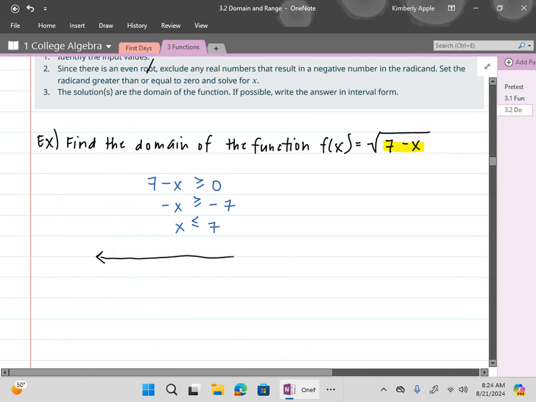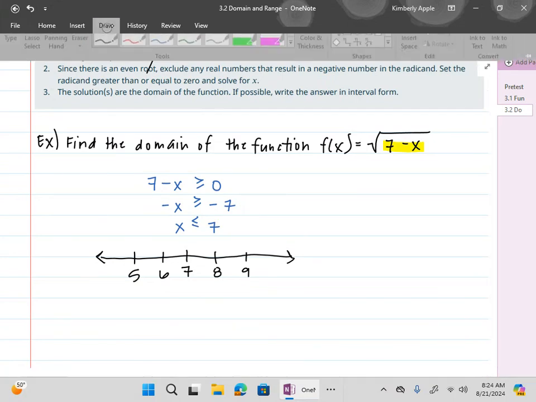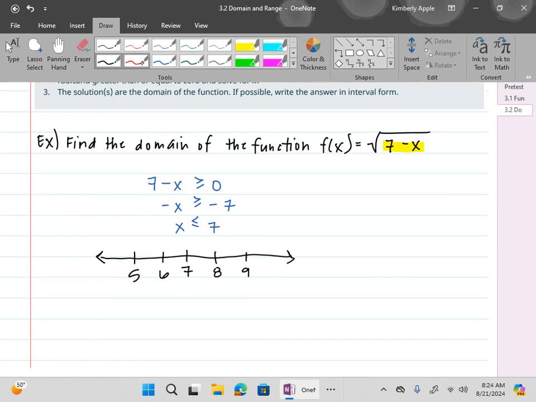So just to draw you a number line, let's say this is 7, this is 8, this is 9. Can we have 0? Can we have 0 underneath? You can have 0, yes, because 0 is non-negative. Does that make sense? So we can take the square root of 0 without an issue. So yes, good question.